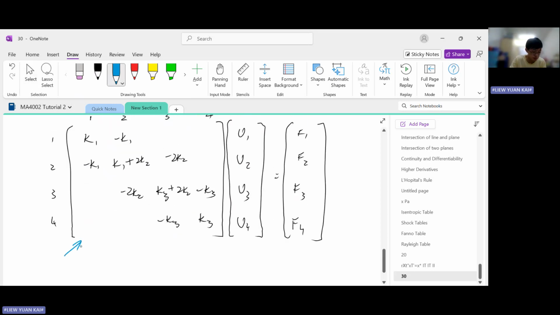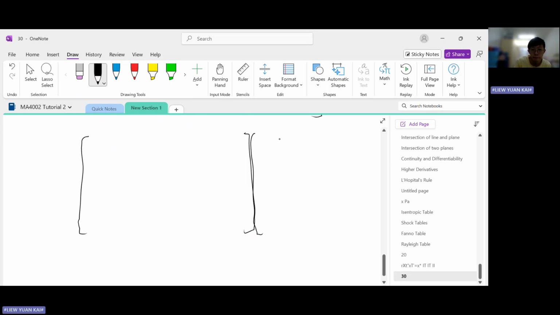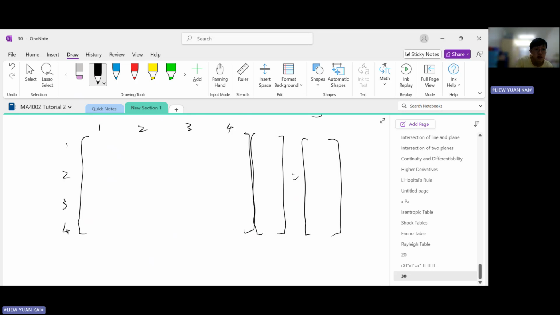Okay, so if you do that, you will get, okay, so we have 1, 2, 3, 4, 1, 2, 3, 4. Then if you substitute, then it will be 10, minus 10, minus 10, 50, 40, minus 40, 70, minus 30, minus 30, 30. Okay, by the way, the empty entries are actually just zeros.